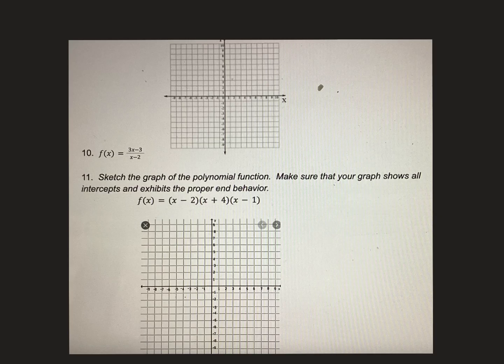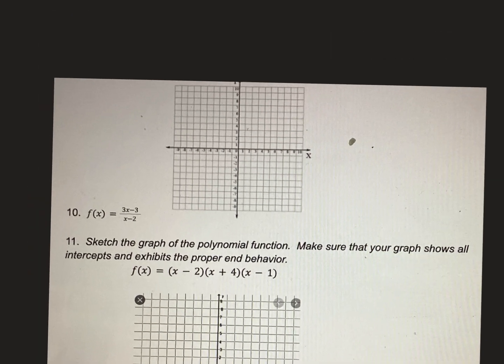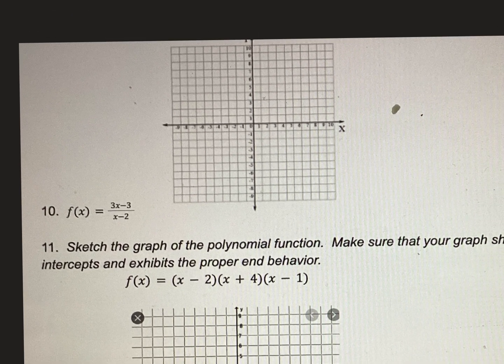Number 10, graph that function and tell all this stuff. Okay, so I'm going to go ahead and do this. Really, I'm going to factor the numerator first. It's really 3 times x minus 1 over x minus 2. Remember, vertical, whatever makes the bottom 0. So the vertical asymptote, I'm going to write this stuff over here. The vertical asymptote is x equals 2. So I'm going to do the vertical right through here.